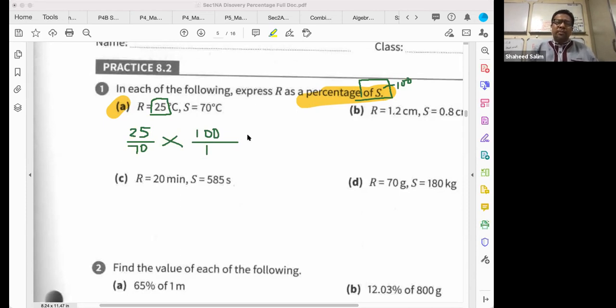You say, I don't understand this method. Can we have another method? Okay, I'll give you the primary school method again. Primary school method: now they say 70 degrees, 100%. Then 1 degree, you divide by 70. 100 divided by 70. Okay, you get 10/7. Then you have 25 degrees, then 100/7 times 25.